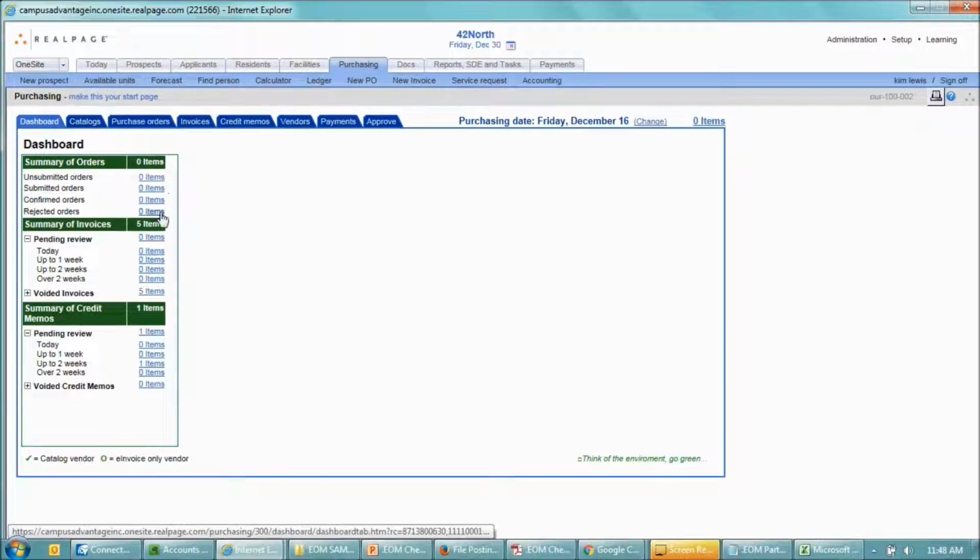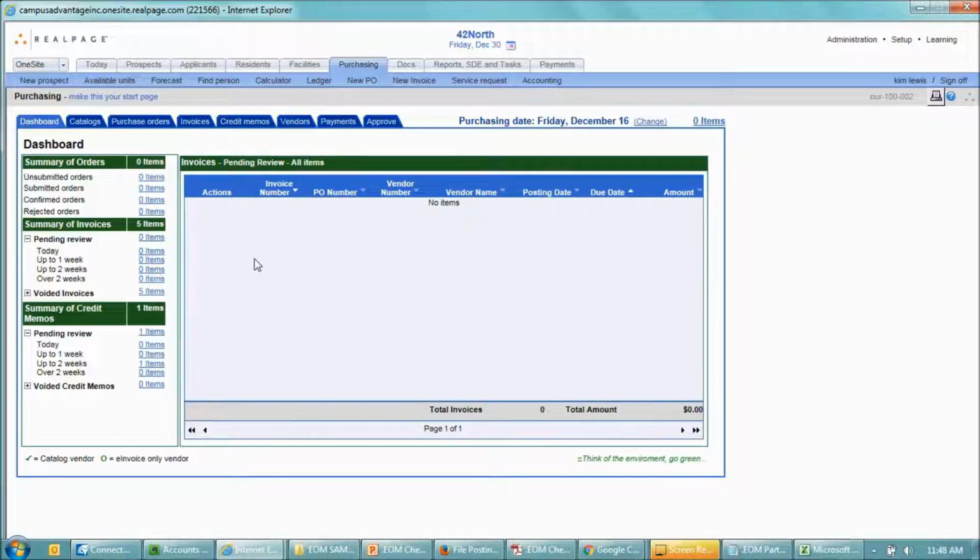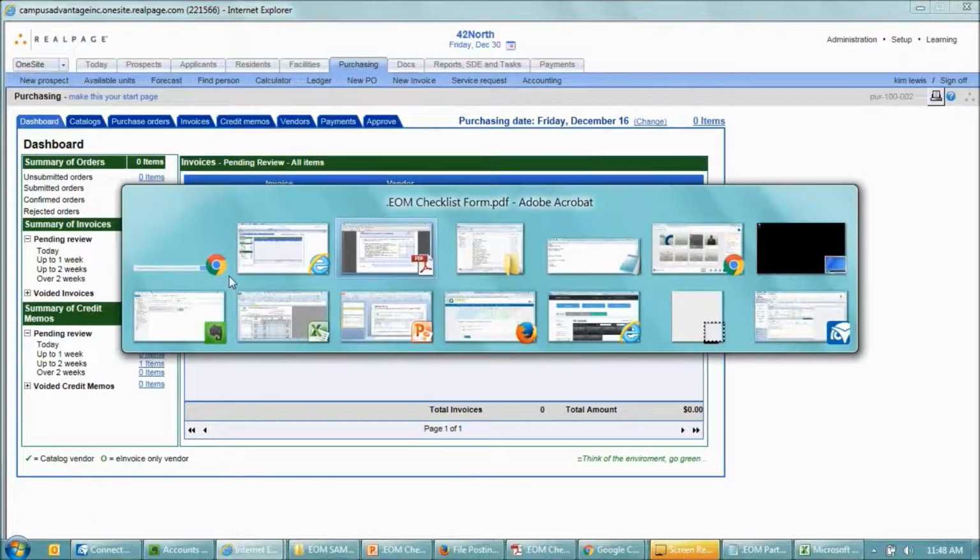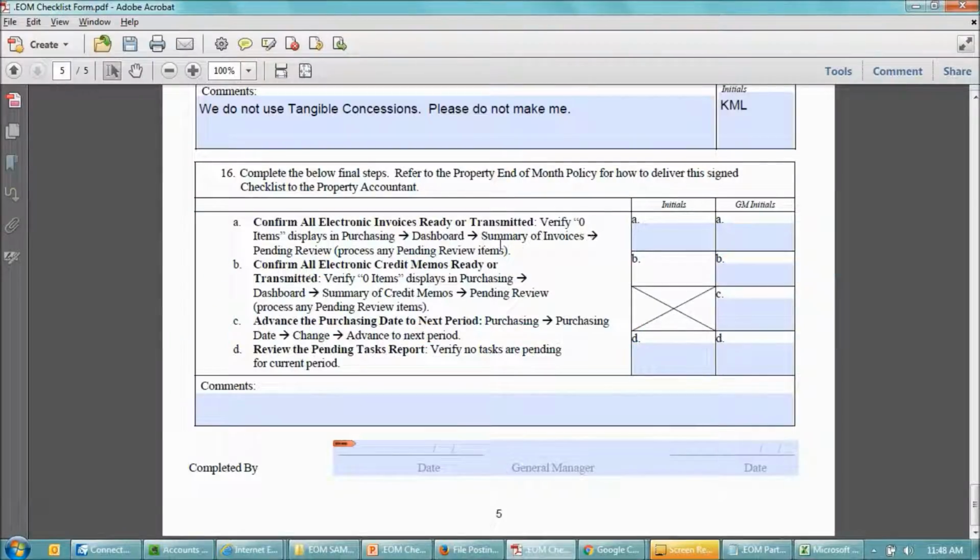Here we have a whole bunch of zeros except for a pending credit memo, some voided invoices, which is fine, but most importantly, the pending invoices, the summary of invoices, that there's zeros here. We don't ever want to see any at end of month. At end of month, we don't want any invoices pending review here. So this should be 0. So this we can identify, yes, we have verified there are 0 items pending there.